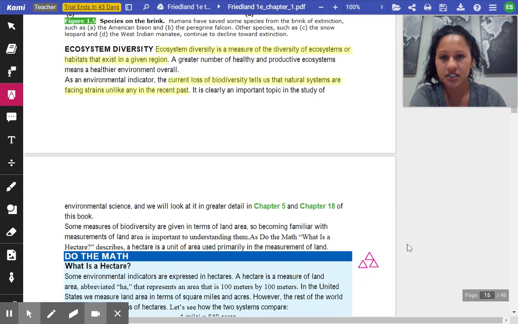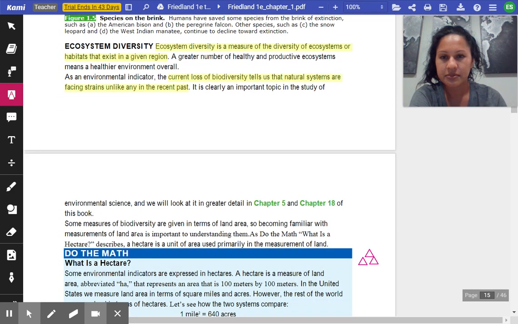Okay, so going on to ecosystem diversity. So that is how many ecosystems exist in a given region. So here in Southern California, we don't have too much diversity, but if you go to areas like NorCal, we have a lot of different types of ecosystems and biomes within a small area.